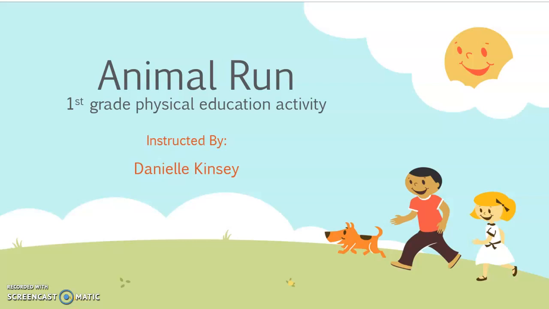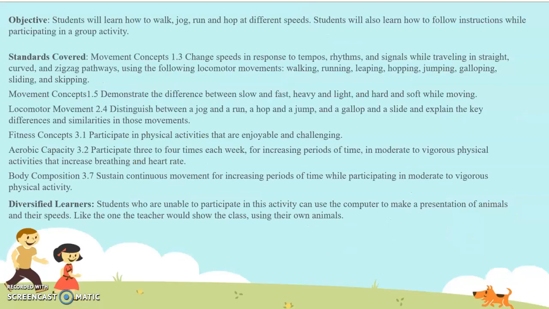Hello and welcome. My name is Danielle Kinsey, and today I'm going to be teaching you about Animal Run, which is a first grade physical education activity. The objective of this activity: students will learn how to walk, jog, run, and hop at different speeds. Students will also learn how to follow instructions while participating in a group activity.